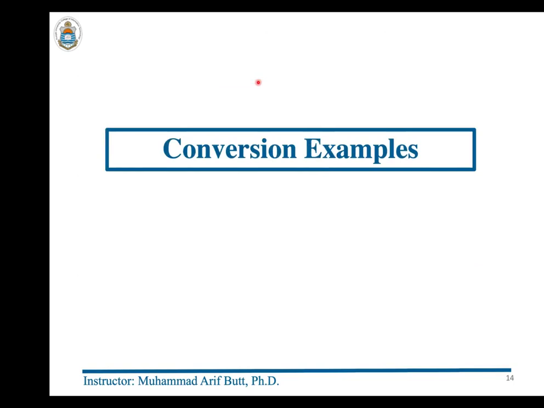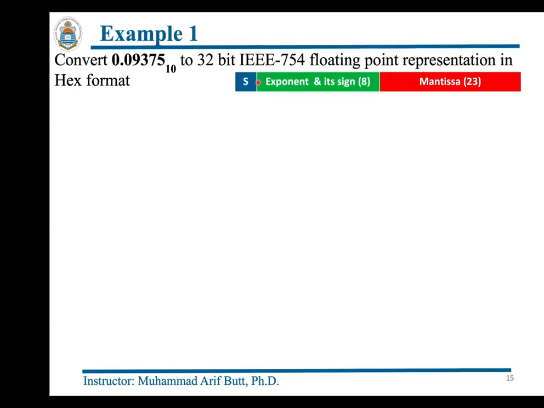Okay dear students, after this theoretical understanding, now the stage is set to get our hands dirty by doing some conversion examples. I strongly recommend using paper and pencil to do these conversion examples for better understanding. Let's do the first example. Suppose 0.09375 is a real number in base 10 and we want to convert this to 32-bit IEEE 754 floating point representation. And for your ease, I have mentioned over here: 1 bit for the sign, 8 bits for the exponent, the biased exponent, and 23 bits for the mantissa.